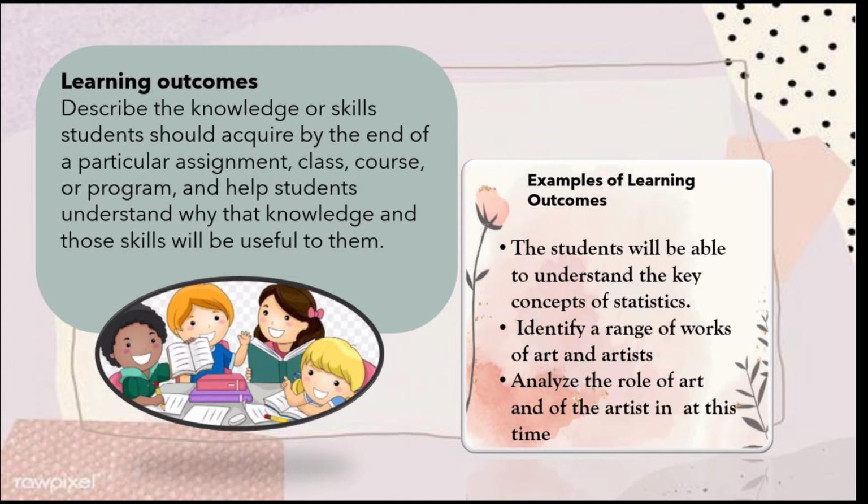The students will be able to understand the key concept of statistics. So this is what the teacher expected students will do or understand after discussing the lesson. Then identify a range of works of art and artists. So the student can now identify after the lesson. And also analyze the role of art and of the artist at this time.